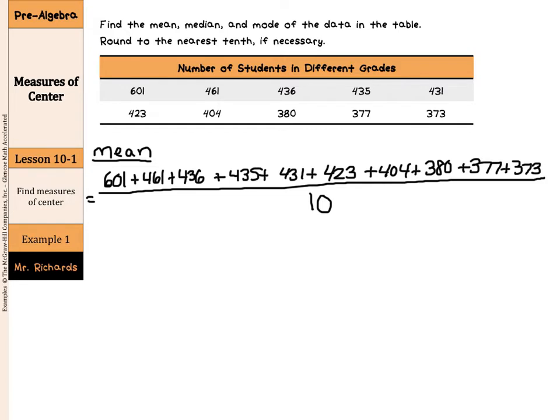Now luckily, we do have a calculator to help us with this. And so when I add up all 10 numbers, you get 4,321 divided by 10. And when you divide that by 10, you get 432 and 1/10. So the mean is 432 and 1/10. What about the median?